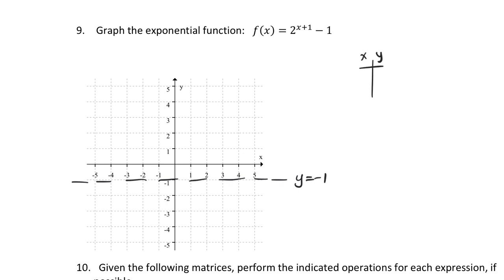All that's left is to graph 3 points, and I'm going to do a table of values with a few x values. So I'm going to choose -1, 0, and 1. If I plug in a -1 for x, -1 plus 1 is 0. 2 to the 0 power is 1. 1 subtract 1 is 0. Plug in a 0, 0 plus 1 is 1. 2 to the first power is 2. 2 minus 1 is 1. And then if I plug in a 1, 1 plus 1 is 2. 2 squared is 4. 4 subtract 1 is 3.